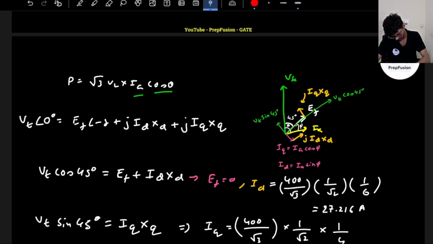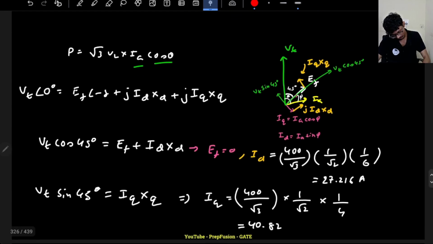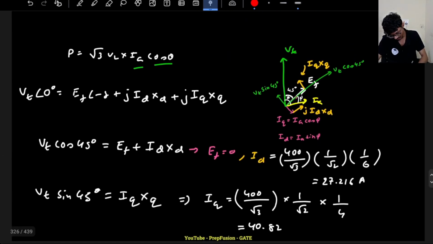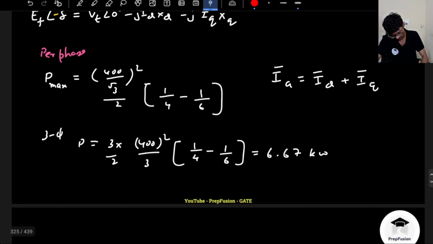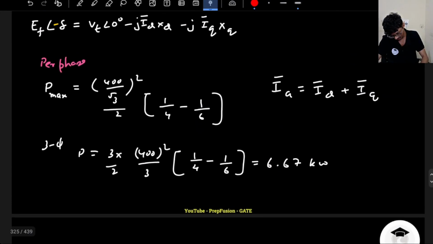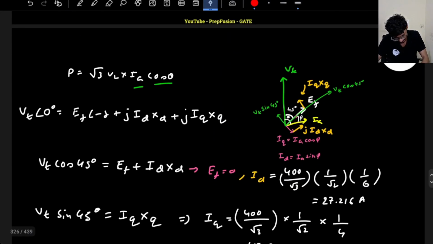My EF is 0, ID and IQ are there. I want to find out my IA. How will I find out my IA magnitude? One thing I know is the relation between IA and IQ, which I have already written over here. I know IQ is IA cos xi, ID is IA sin xi.